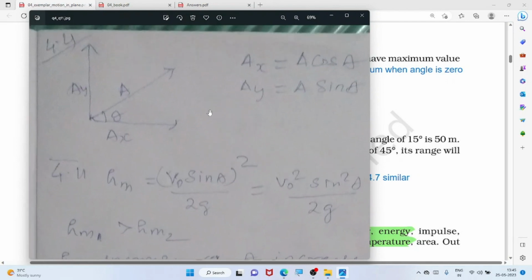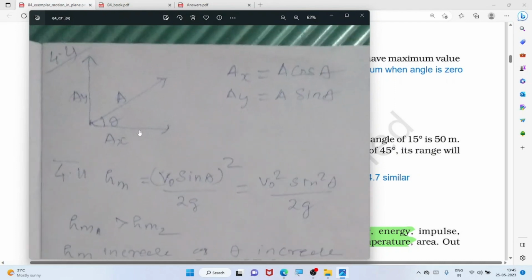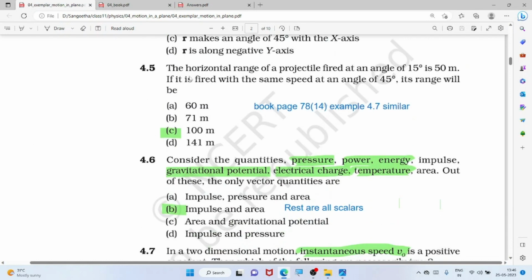Okay, this is the x component, this is the y component. When theta is 0, cos theta will be maximum. Horizontal range of the projectile fired in this. Okay, book page 14.